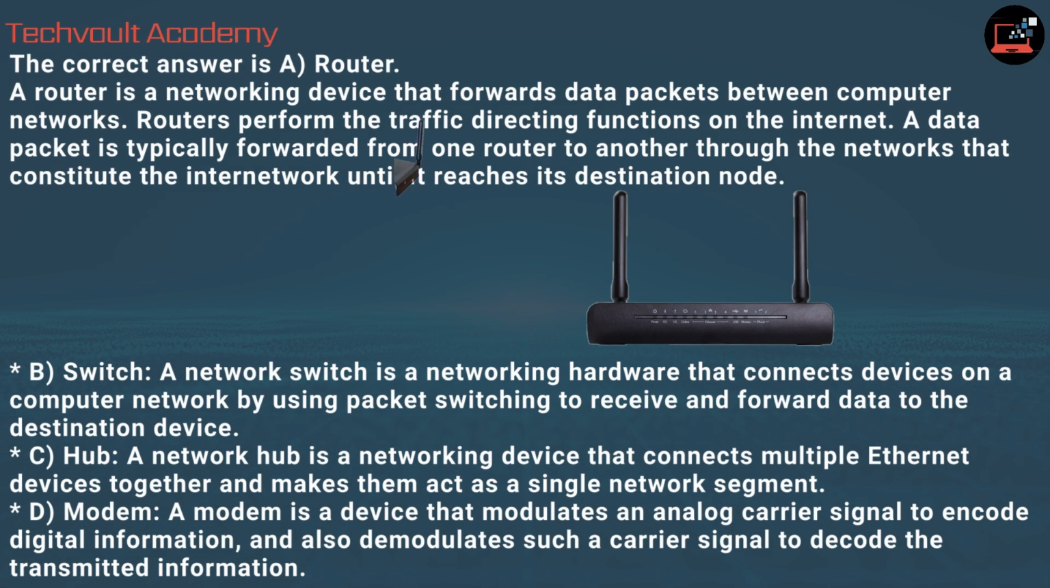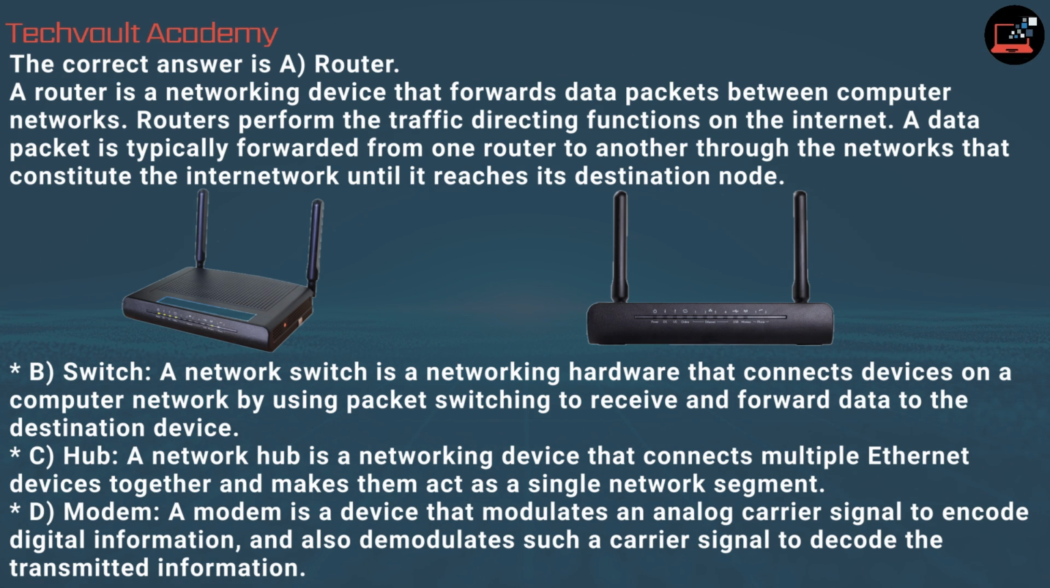The correct answer is A. Router. A router is a networking device that forwards data packets between computer networks. Routers perform the traffic directing functions on the internet. A data packet is typically forwarded from one router to another through the networks that constitute the internetwork until it reaches its destination node.